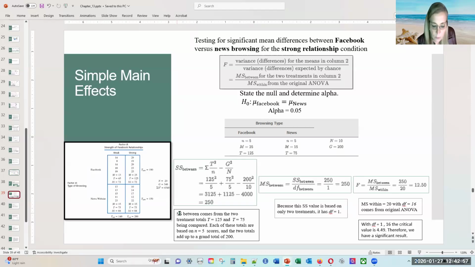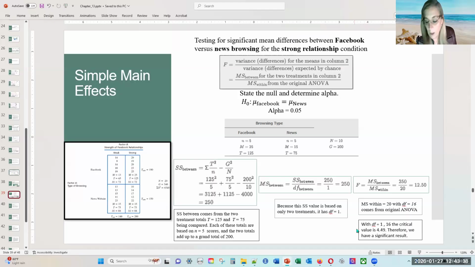And so the SS between comes from the two treatment totals. For the first one, the group T was 125 and the other group was 75, and these two are compared. Each of these totals are based on 5 scores, and the two totals add up to a grand total of 200. Because this SS value is based on only 2 treatments, it has a degrees of freedom of 1. Also, the mean squares within equals 20, with a degrees of freedom of 16, and this comes from the original ANOVA.